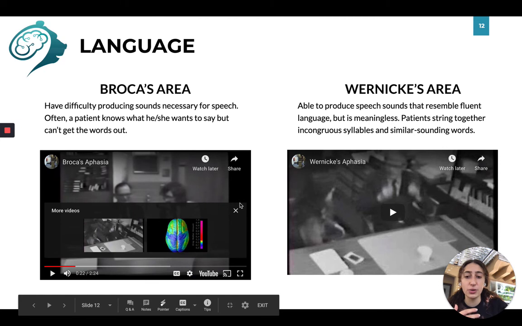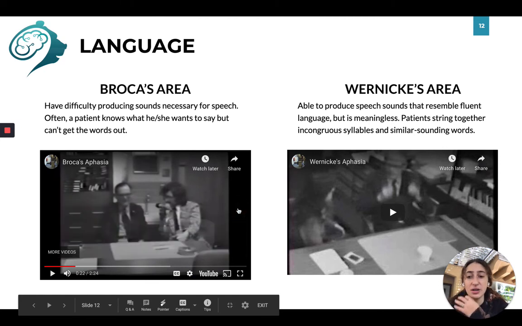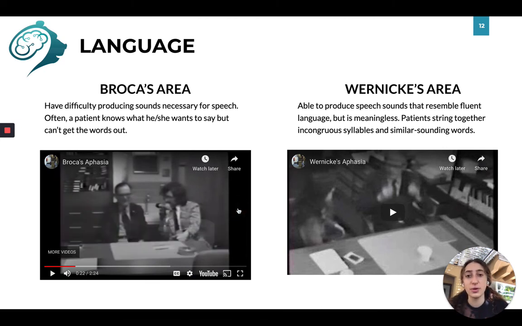I'm not going to play the whole thing, but you can see here the patient is having trouble coming up with the words to describe how his leg was in pain and how something happened to his leg, but he knows what he wants to say, he just can't say it. Now let's look at Wernicke's aphasia.